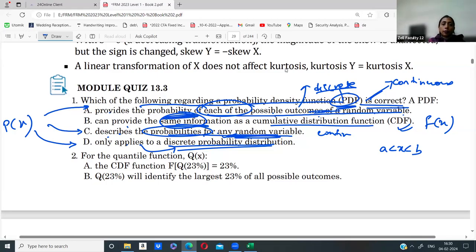Now do you get it? Why not A? For those who have mentioned A as the answer, when it says provides the probability of each of the possible outcomes of a random variable, it ignores continuous. But PDF and CDF are used both for discrete and for continuous.